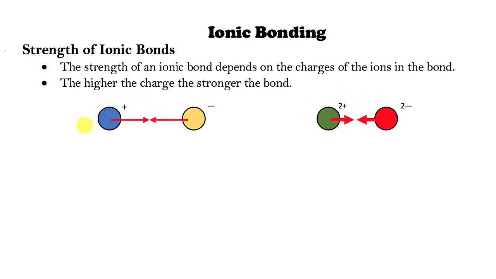So in this example, I have a plus one cation and a minus one anion, which is held together with an ionic bond. On this side, the force is going to be a lot stronger between those two ions because I have a plus two charge and a minus two charge. So when you're looking at ionic strength, what you want to do is look at the charges that are in those ions that are being held together in the ionic bond.